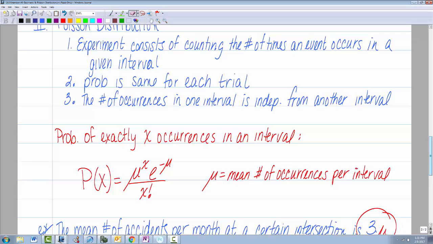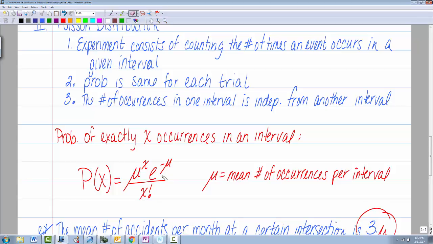Okay, this is mu again, which really stands for mean. And then raised to the x over x factorial. X is the amount of trials you're trying to see have happen. And then e is e.